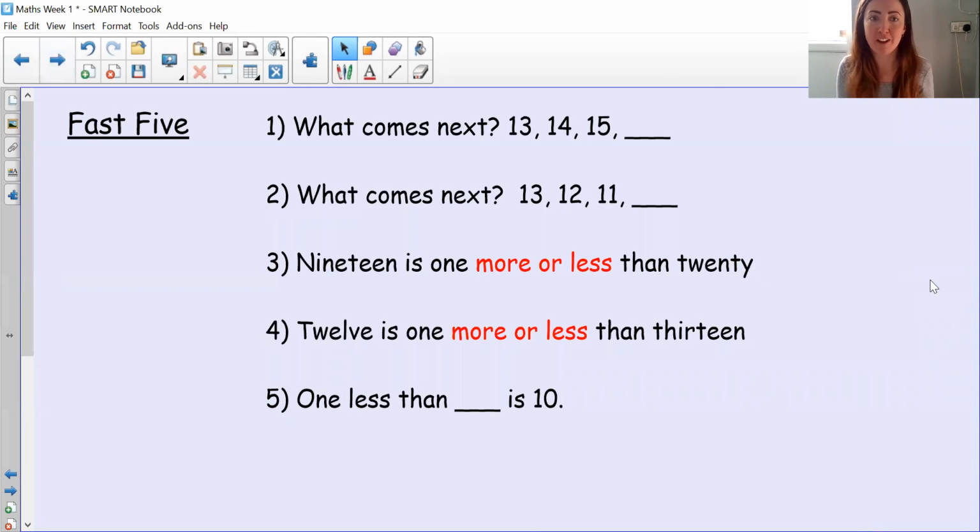So let's start with our fast 5 questions. So remember to pause between each question to jot down your answer on a piece of paper, and then we'll go through all these answers at the end. Okay, so number 1, what comes next? Look at the sequence of numbers and identify which number comes next.